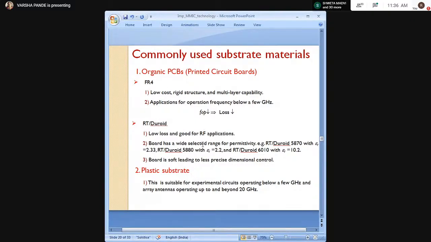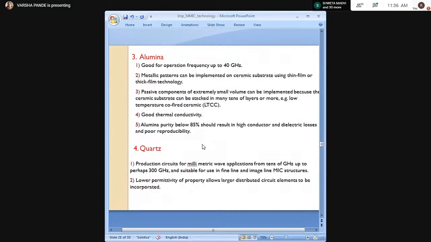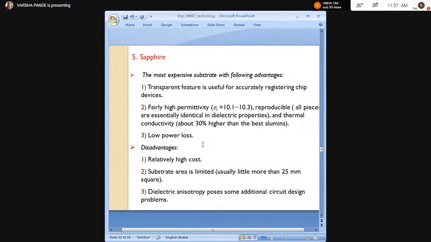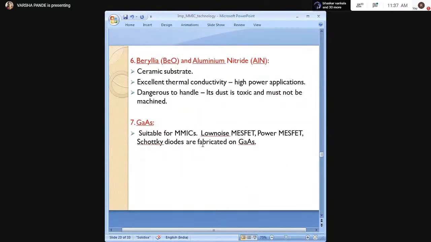Then another material that can be used is a plastic substrate. Then alumina is the next material. Again, for different frequency applications, different materials are used. Each material has its own advantage and its disadvantage. Then the fourth material is quartz. Then the fifth material is sapphire. The most expensive material is sapphire. That is the main drawback of this, but again it has some advantages. Then beryllia and aluminum nitride are other substrate materials, and GaAs.